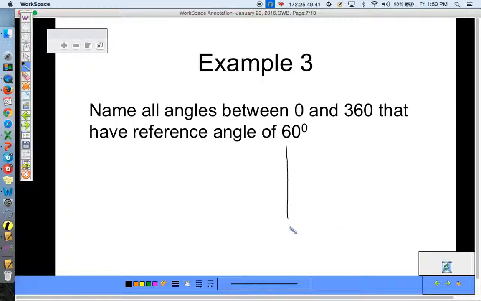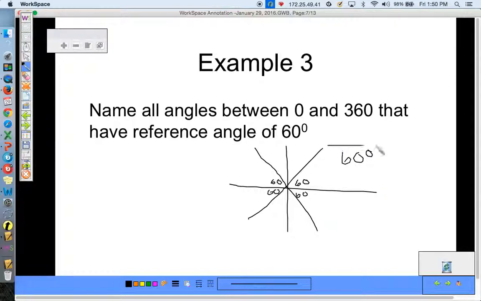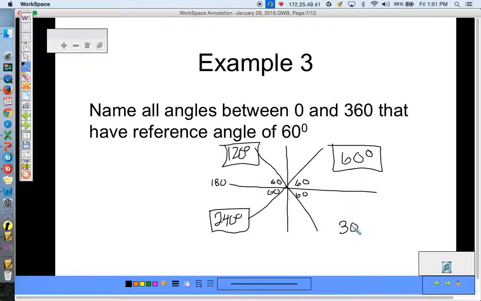And now we can do the same for 60 degrees. We have 4 reference angles of 60. So we have 60 degrees. Let's see, 180 is over here, so that'd be 120. 60 below, we got 240. And then 60 over here, we have 300.